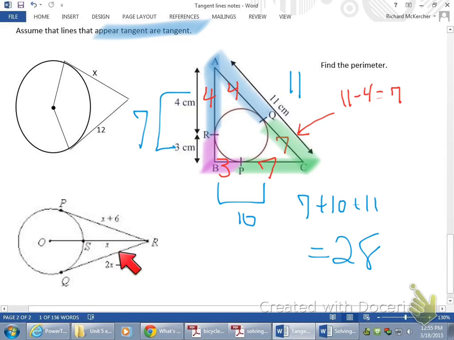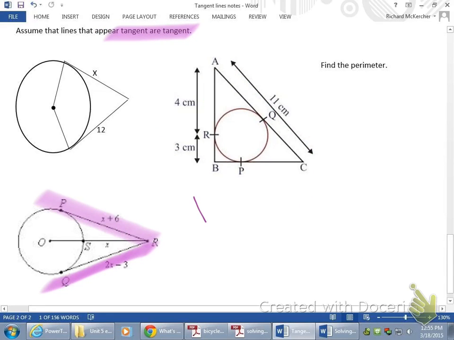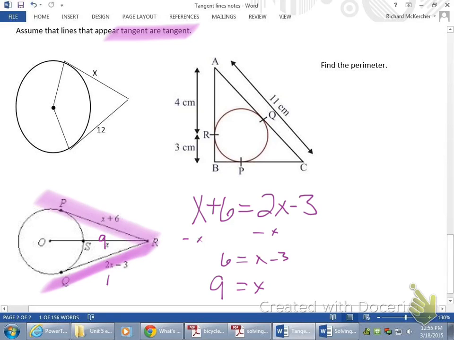One more to look at, and that's over here. Again, assume lines that appear to be tangent are tangent, so these appear to be tangent. So because these appear to be tangent, we know they are equal to each other. So I simply write down the 2 equations. And I solve. And I find out x is 9. Now, that's really all I'm asking you for is x here. I could go further and ask you some more questions, but really that's the end of that situation.